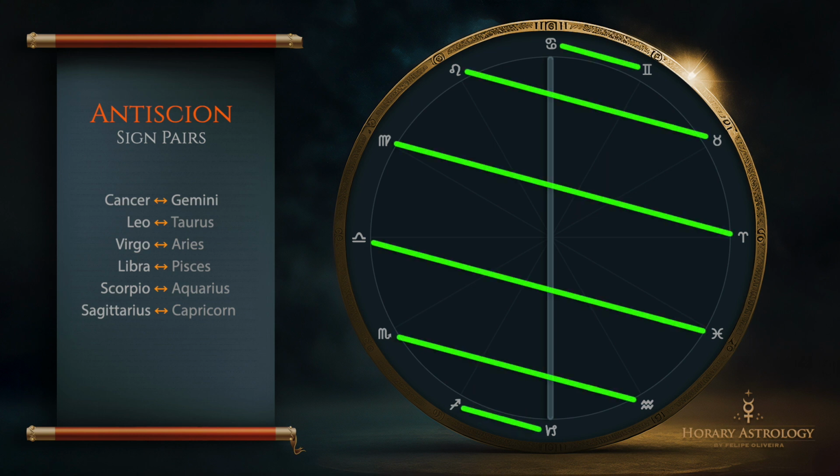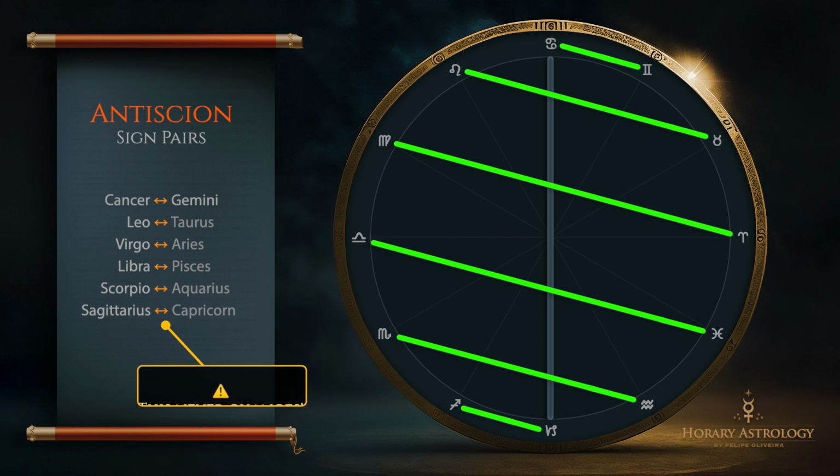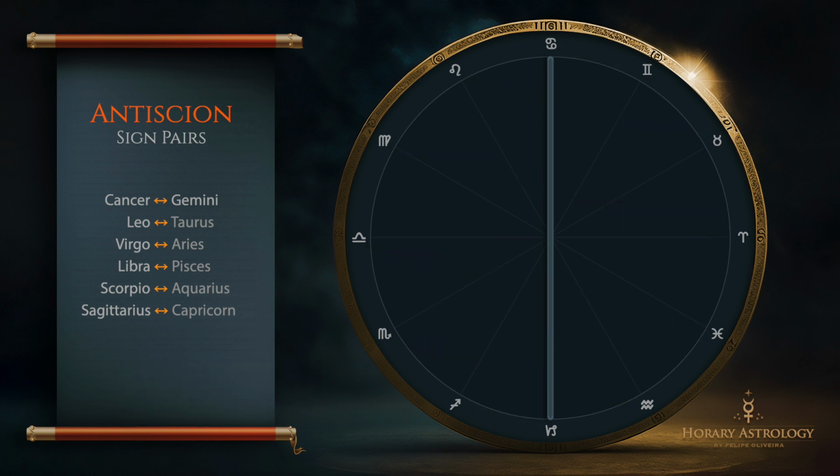The mutual relationship between the signs in each pair regarding their Antiscion is fixed. This never changes. Let's look at examples. We're concerned only with the signs right now. After that, we're going to look at examples of degree and minute calculation for each planet.